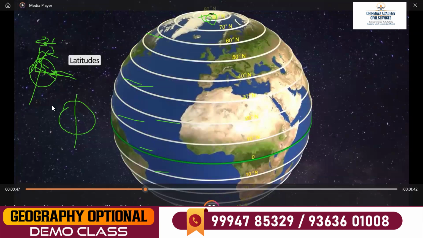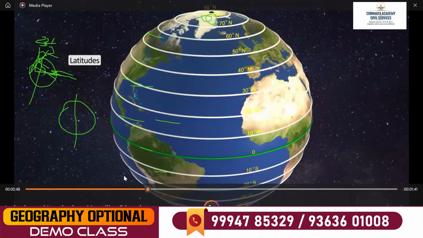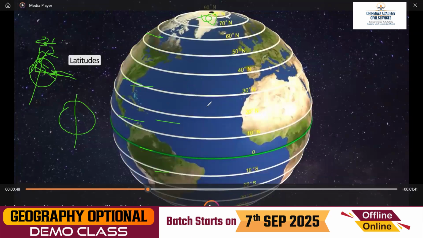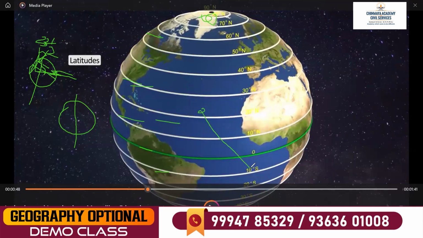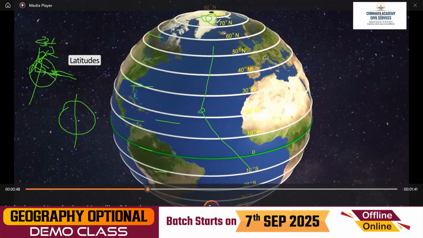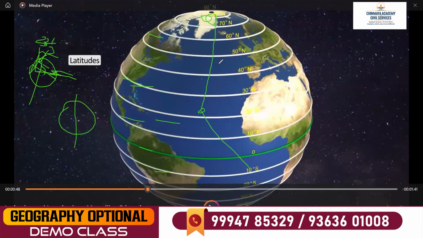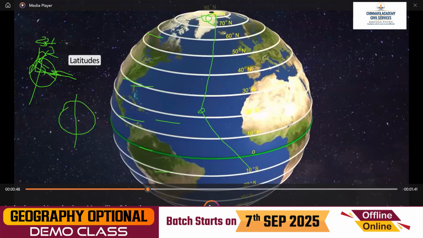Take the center of the apple as a reference. Draw a line here. It is a horizontal line. The Equator is connected. Then draw a vertical line. Sir, how can we demonstrate this? Go home, take an apple, then cut like this. You will get an idea.